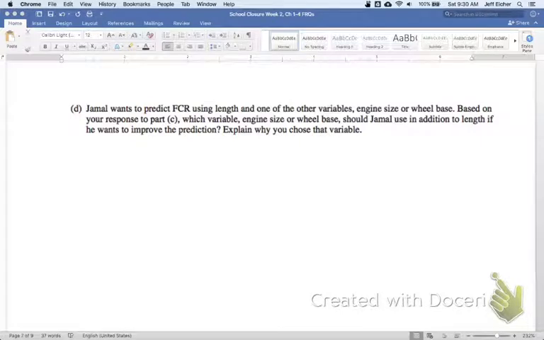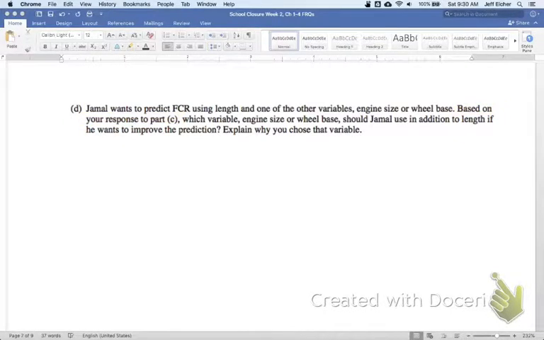If anything is investigative, it would be part D. Jamal wants to predict FCR using length and one other variable, engine size or wheelbase. Based on your response in C, this is incredibly important. Based on your response in C, which variable, engine size or wheelbase, should Jamal use in addition to length if he wants to improve the prediction? Explain why you chose that variable.